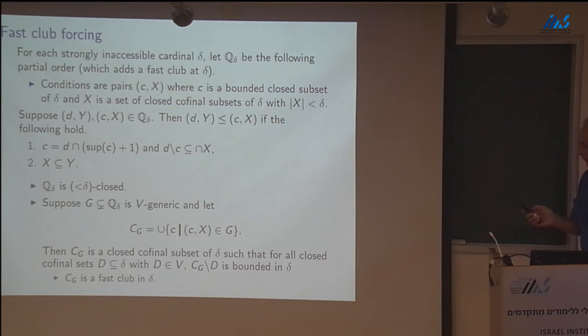If you have a generic for this, and you take the union of all the little closed sets that occur in a condition, then this is a closed cofinal subset of delta. And for all closed subsets of delta that are in the ground model, this generic club is eventually in that club. It's a fast club. Okay?